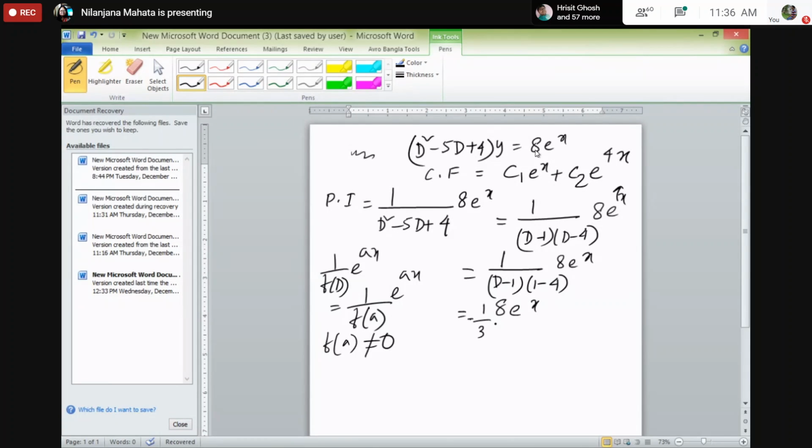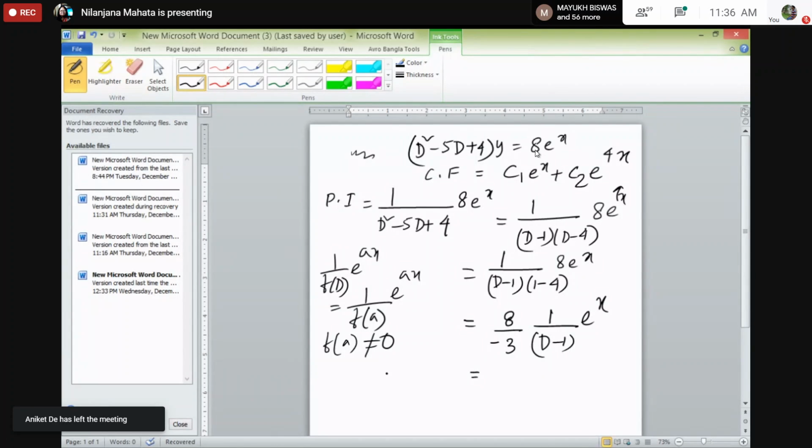One thing you should always remember: this operator operates on some function, so I should not write it that way, that is 1 by D minus 1 e to the power x. I can write this 8 here and 1 minus 4 is minus 3 here. Now I have just found the solution: 1 by (D minus a) e to the power ax. If it vanishes, then the result will be x e to the power x only. I have just calculated how this x comes, right? So you can just put down your x here.